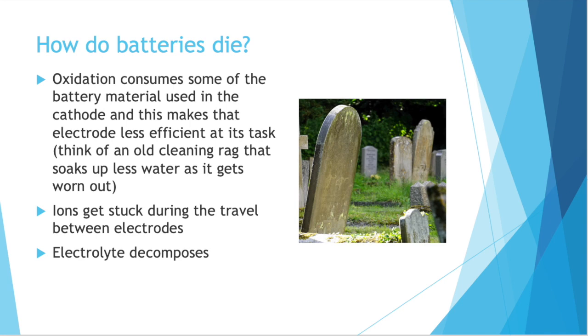But why do batteries die? How do they die? Oxidation consumes some of the battery material used in the cathode, and this makes that electrode less efficient at its task. Think of an old cleaning rag that soaks up less water as it gets worn out. I think that is a good comparison. Ions can get stuck during the travel between electrodes, so between the anode and the cathode, and the actual electrolyte that each electrode is in can decompose itself, making that pathway for those ions less efficient.